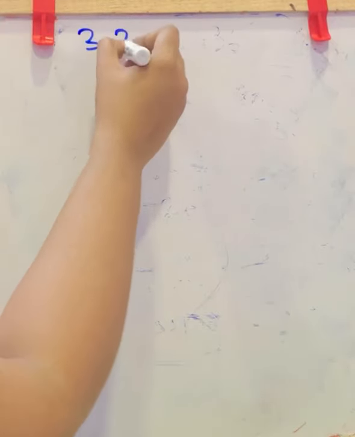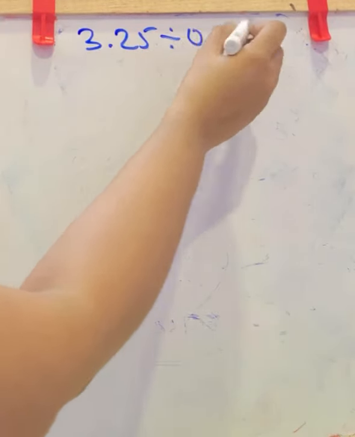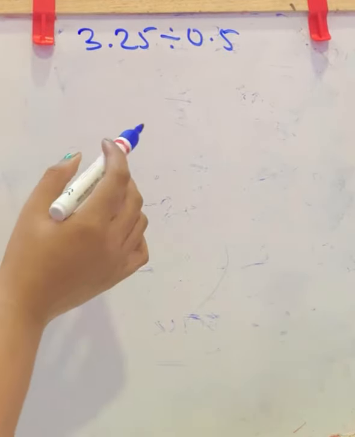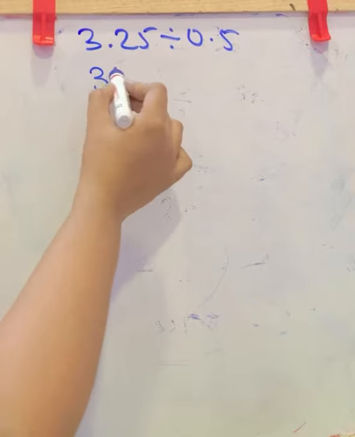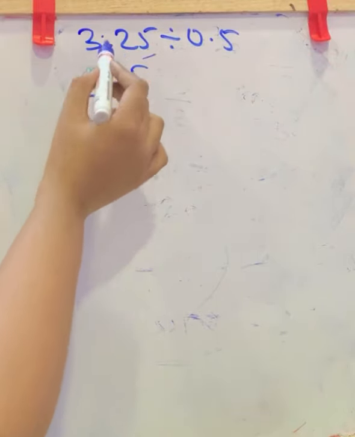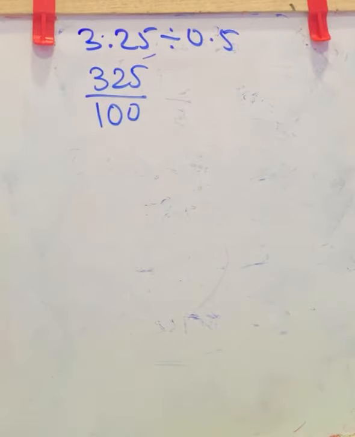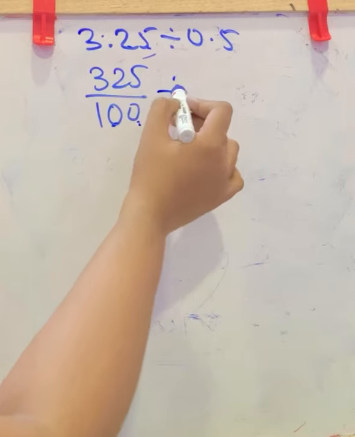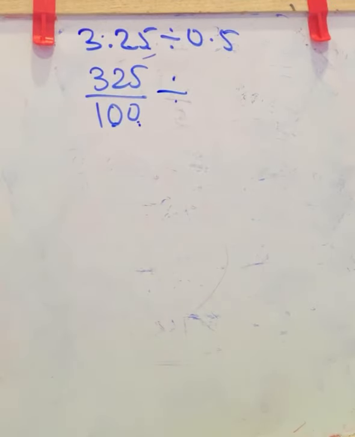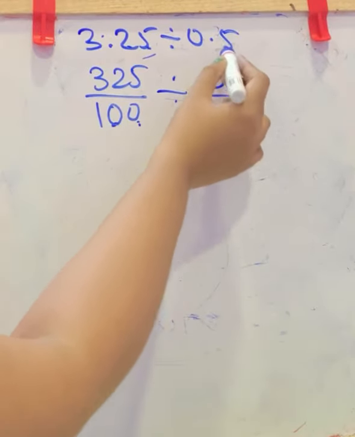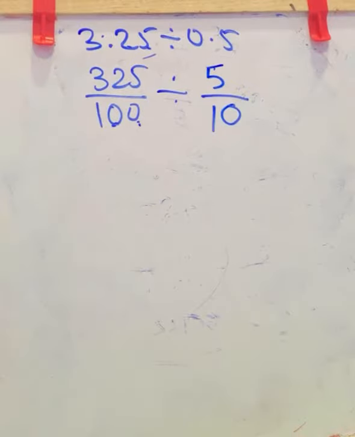Next, 3.25 division 0.5. Here I will show both the methods. First, it is the easiest method. So this you can write it as 325 by, here 2 digits after decimal, so this becomes 325 by 100. 2 digits after decimal, so put 2 zeros. Division is there. Now 0.5 without decimal, it is 0.5. You don't want to say 0.5, simply say 5 by 1 digit after decimal, so this becomes 5 by 10.